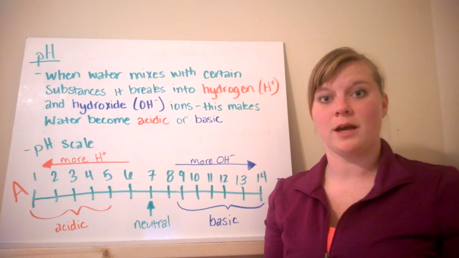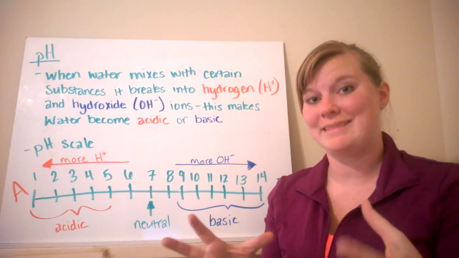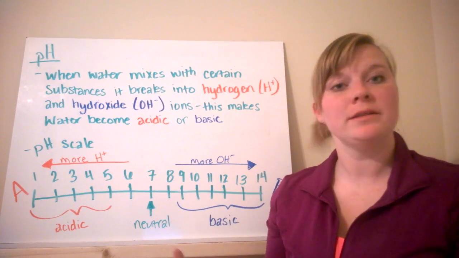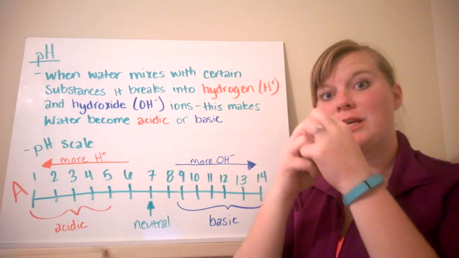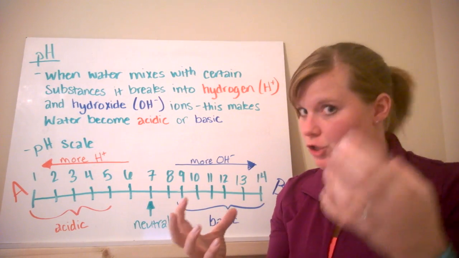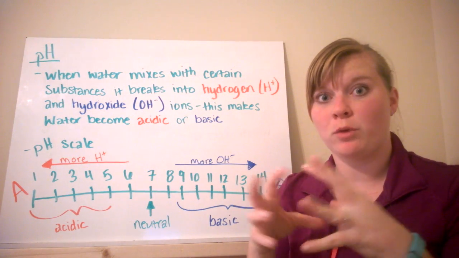All right, now we're going to talk about pH. So pH determines how acidic or basic something is. Basically, what that means is when water mixes with certain substances, it's actually going to break down. Water is H2O, so you've got two hydrogens and an oxygen. Well, water can actually break apart.